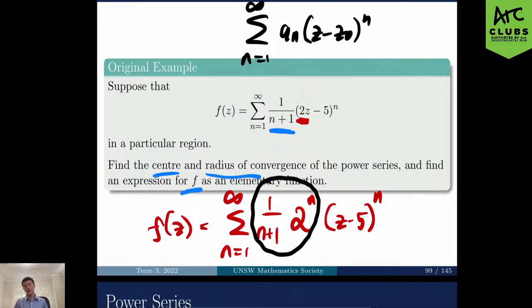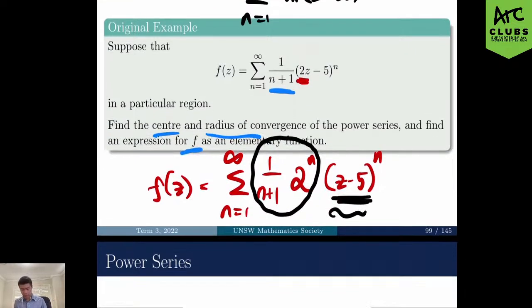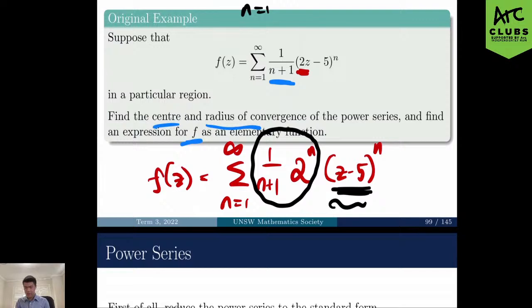We've got 2 to the power of n divided by n plus 1, all of that multiplied by the power term. And then we can proceed. This is just our a_n, right? That's really what we want.